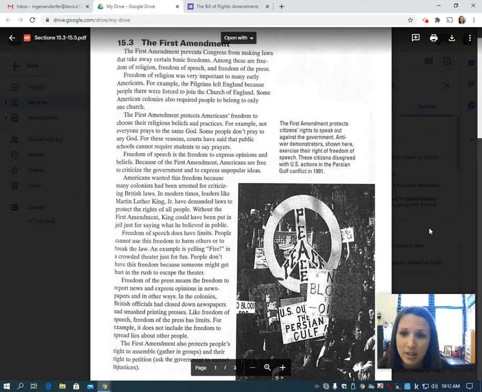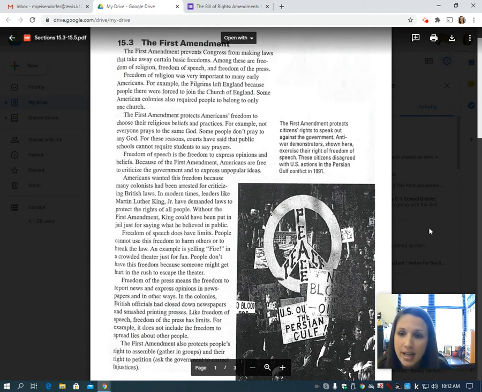In that third paragraph, it goes on. It says, the First Amendment protects Americans' freedom to choose their religious beliefs and practices. For example, not everyone prays to the same God. Some people don't pray to any God. For these reasons, courts have said that public schools cannot require students to say prayers. We can allow it, but we cannot require it. We can't get up when we say the pledge every day and make you pray to a certain God.